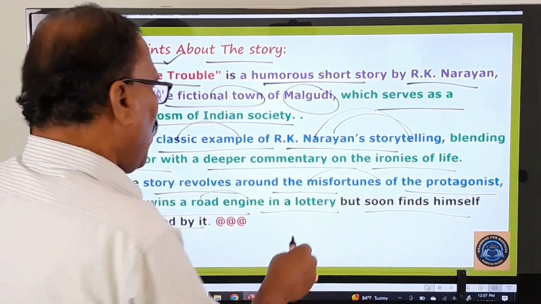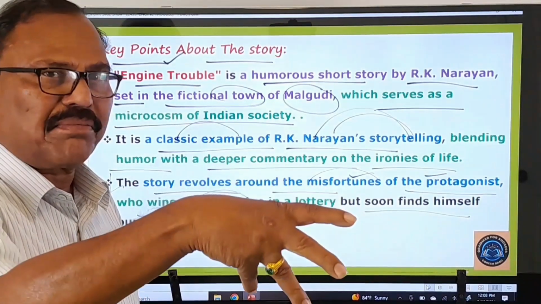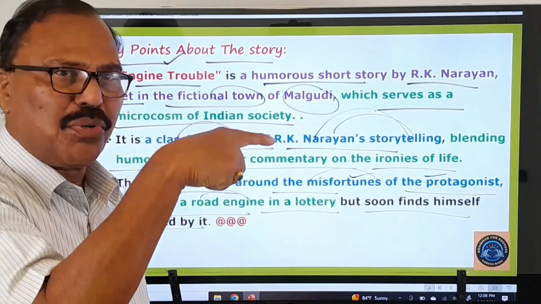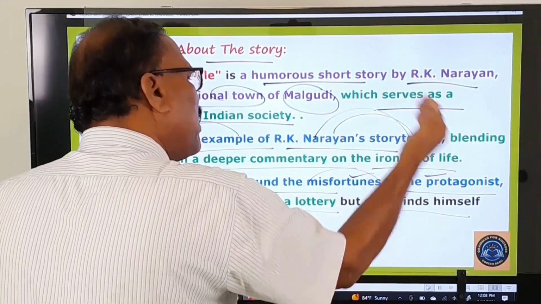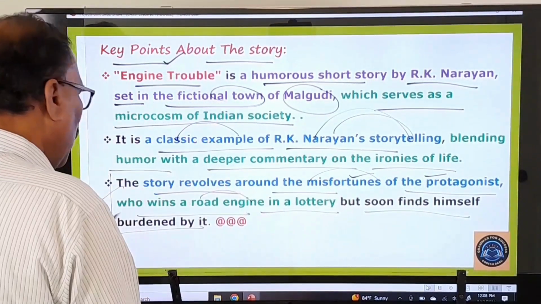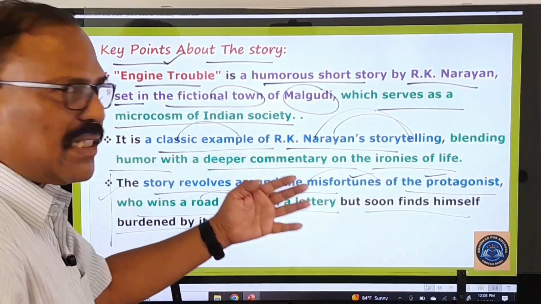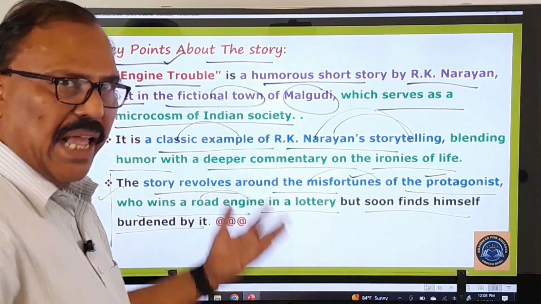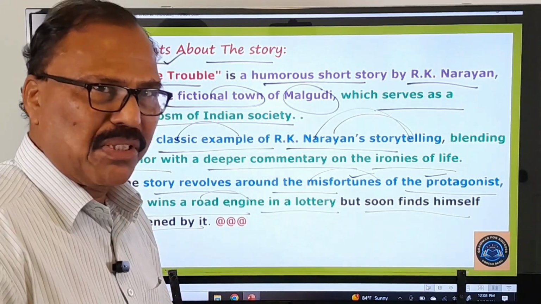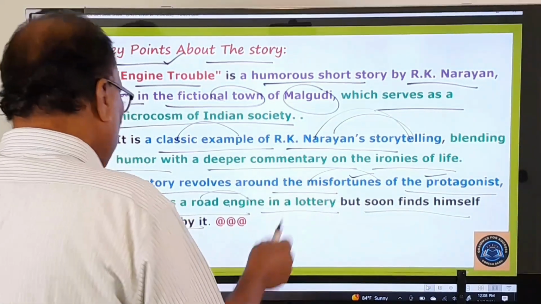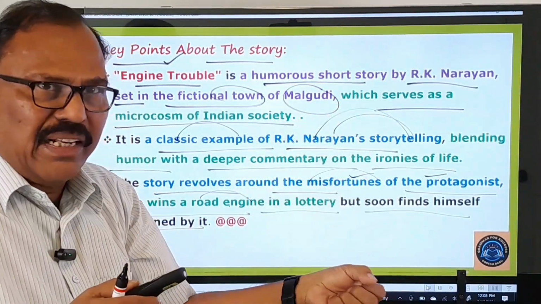The story deals with all the misfortunes of the protagonist. Protagonist means the hero of that story. The main character of the story is called the protagonist, you know very well. So he faces so many hardships, so many misfortunes, so many problems with a road engine which he wins in a lottery. With this road engine he happens to face so many problems, and all these misfortunes are humorously portrayed in this beautiful story.